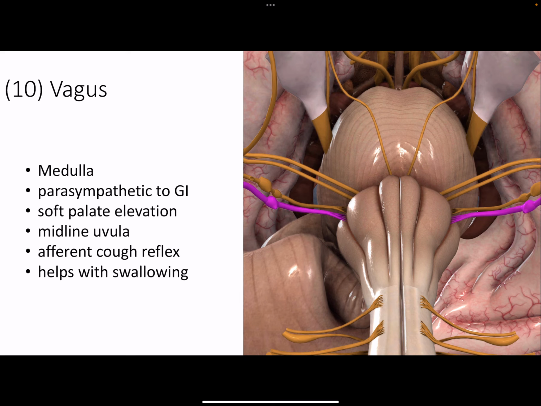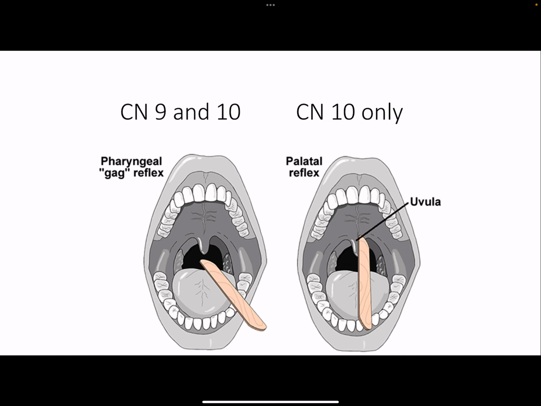Soft palate elevation, midline uvula. These aren't really that important, but it's going to be really important for diagnostics. We just said it's the afferent cough reflex, and it's going to help with swallowing as well, because it controls a lot of the muscles, again, that play a role for a gag reflex. And so similarly, it's going to play a role with swallowing as well. So we just said gag reflex, 9 and 10. Palatal reflex, though, is just going to be 10 only, touching the roof of the mouth and watching it go up.